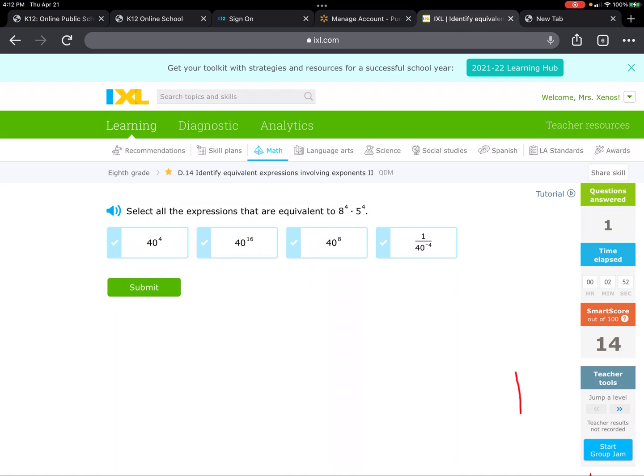And so then we keep going. So select all expressions that are equivalent. On this one, we have 8 to the 4th power times 5 to the 4th power. If you notice, all of these answers have 40 in them. That's because they have the same exponent, which means we can rewrite this as 8 times 5 raised to the 4th power. We can only do this because they have the same exponent. And then we can do 8 times 5 and get 40 to the 4th power.